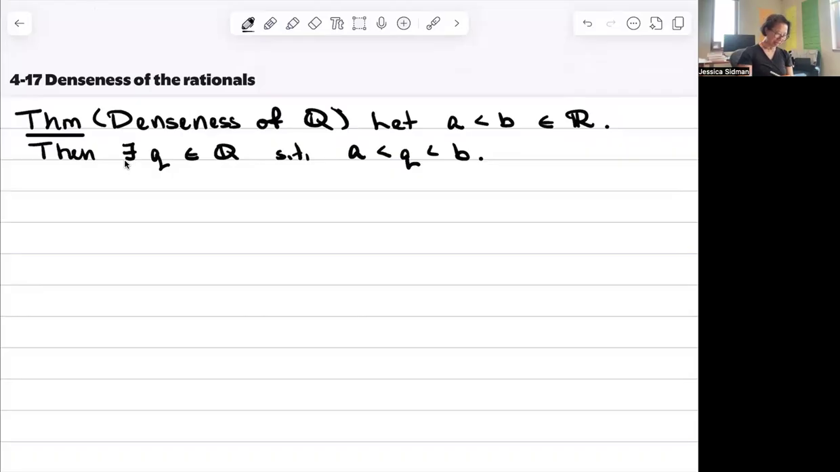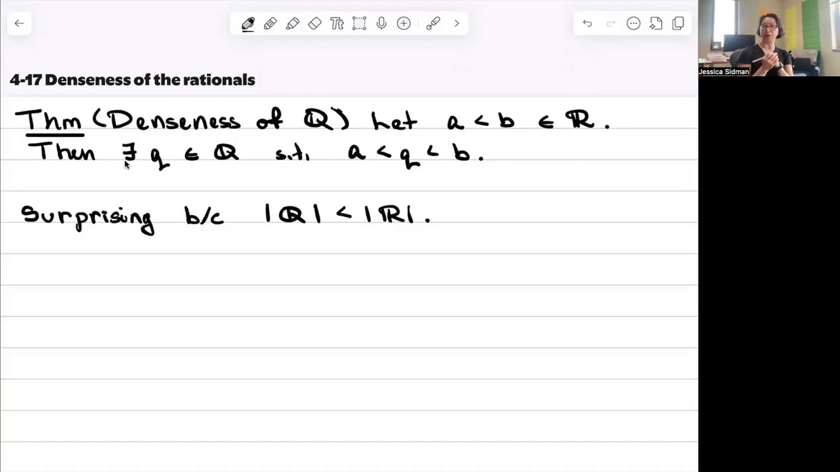And this is surprising, I want to remind you, because we showed that the cardinality of the rational numbers is less than the cardinality of the real numbers. So there are many, many, many fewer rational numbers than reals, yet somehow these rational numbers are sprinkled around among the real numbers so densely that it doesn't matter how close my two real numbers are, I can find a rational number in between them.